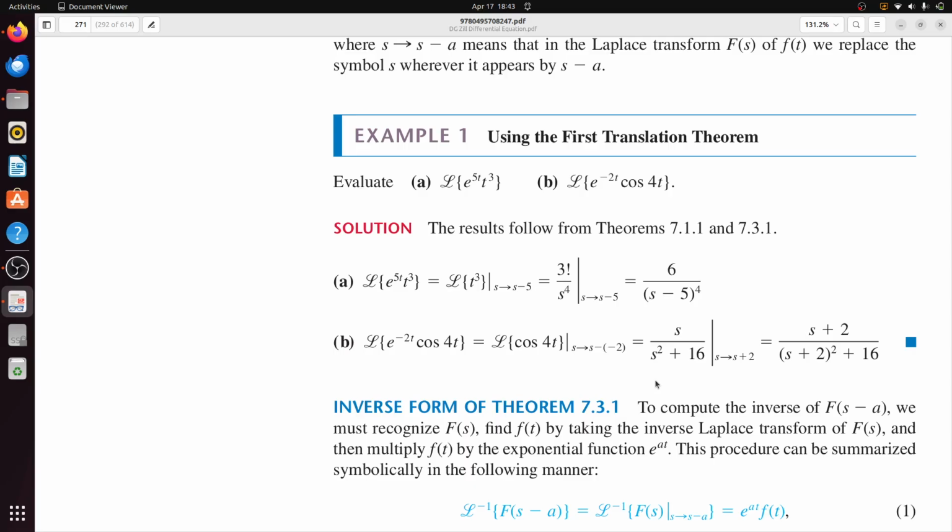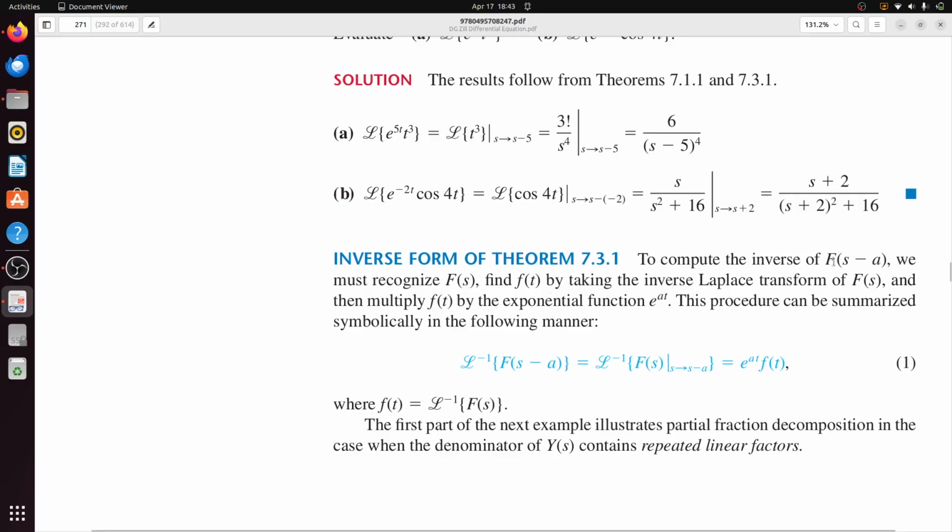Now, to compute the inverse of F of s minus a, we must recognize what F of s actually is, then we just multiply by the exponential of at. So you have to perform the steps in a revised order. Symbolically, the Laplace inverse of F of s minus a: you determine the Laplace inverse of F of s, which is actually f of t, and then multiply with e to the power at.